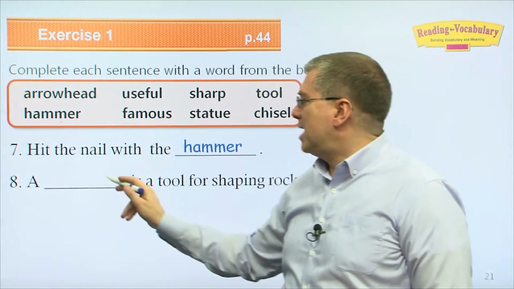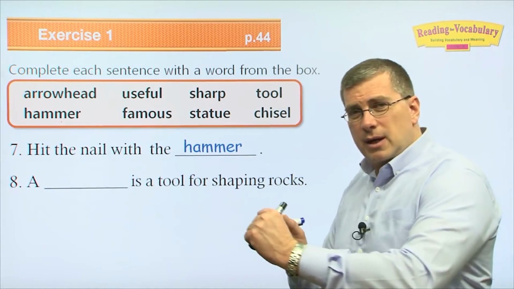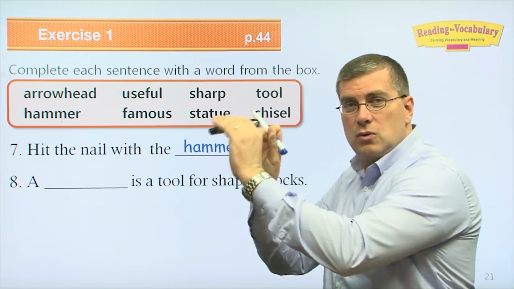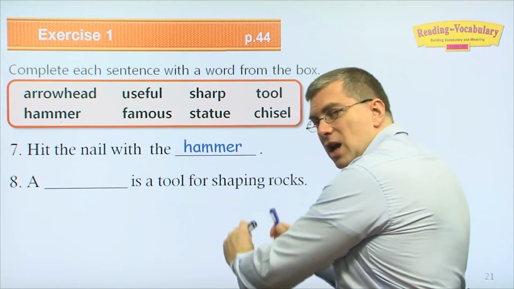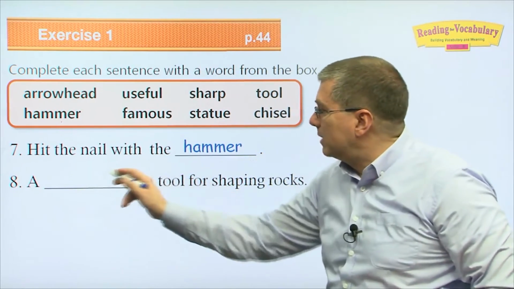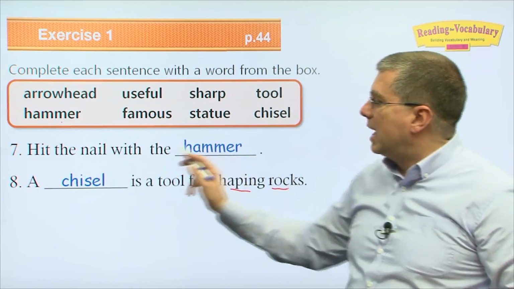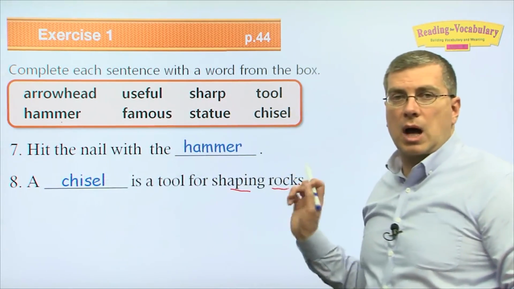Number eight. A beep is a tool for shaping rocks. We talked about that, right? You use a hammer and you tick, tick, tick. This is the tool that we use to shape the rock, right? We use a hammer and we shape the rock that way. What do we use with a hammer for shaping rocks? We use a chisel. We use a chisel to shape rocks.